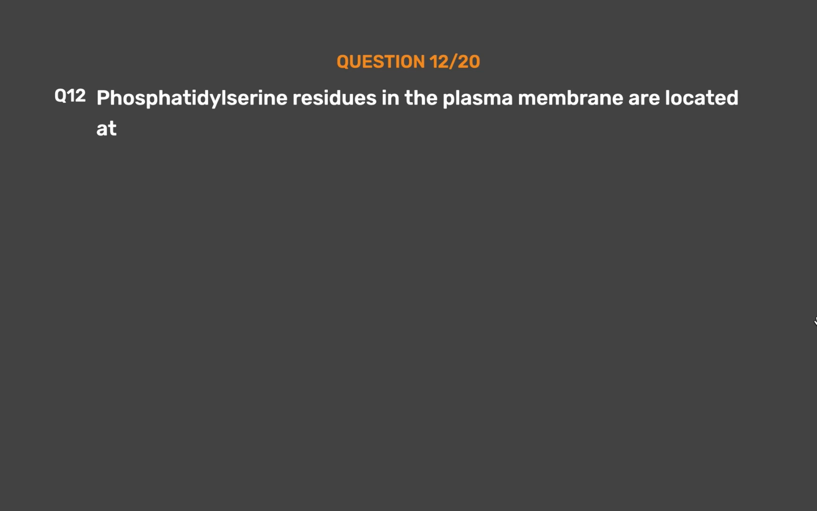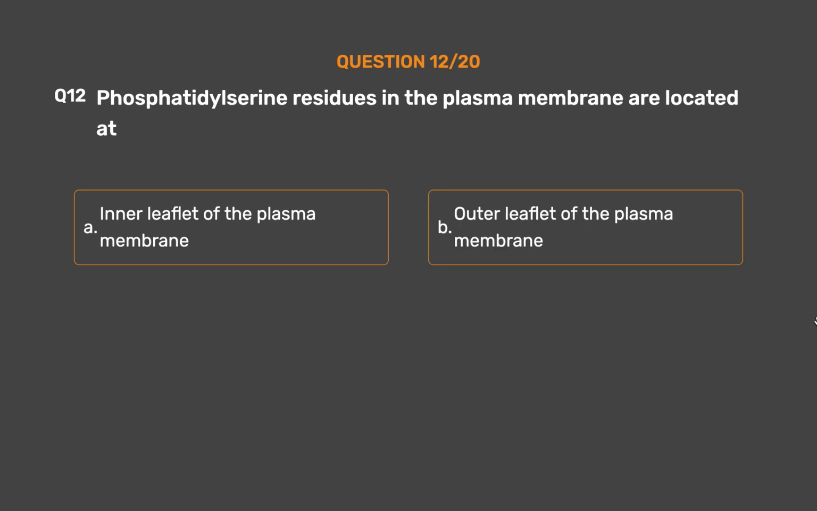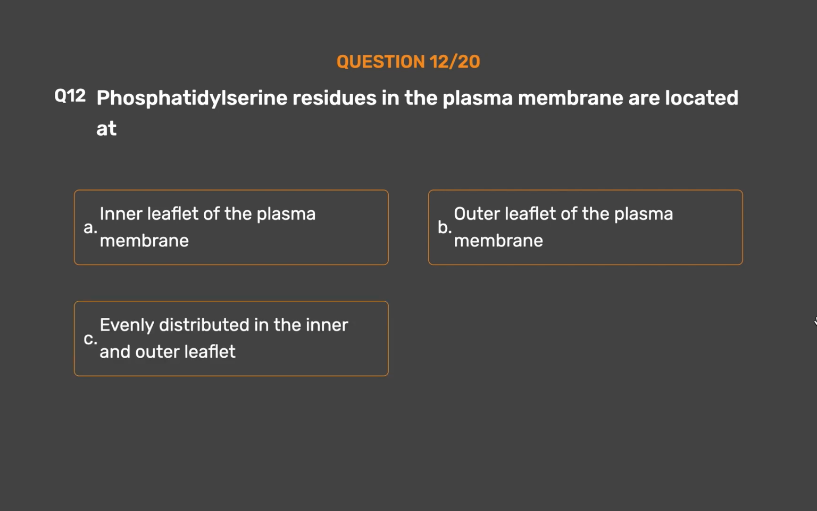Phosphatidylserine residues in the plasma membrane are located at Option A. Inner leaflet of the plasma membrane. Option B. Outer leaflet of the plasma membrane. Option C. Evenly distributed in the inner and outer leaflet. Option D. None.